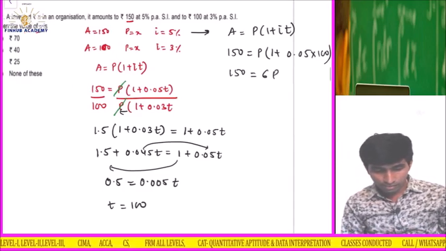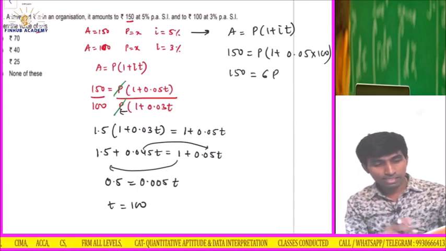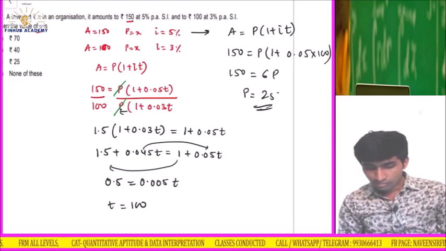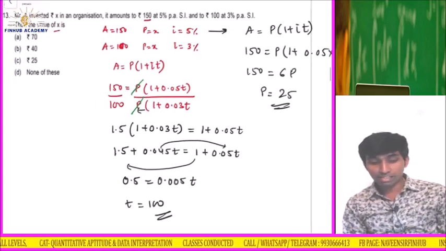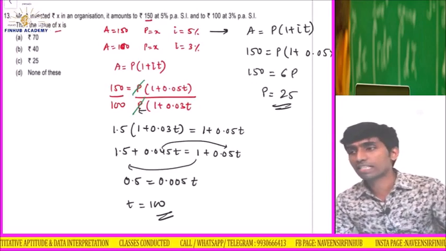So 150 divided by 6. My answer is 25. Very weird. Answer is 25. When I got T as 100 now, I was skeptical whether I am right or wrong. Okay, so let's check the answer. I don't know the answer, so let's check it.